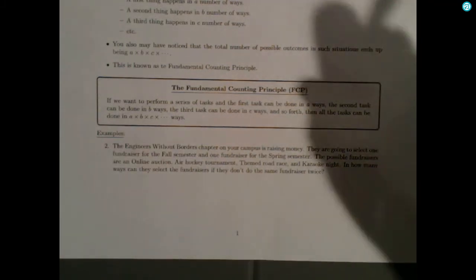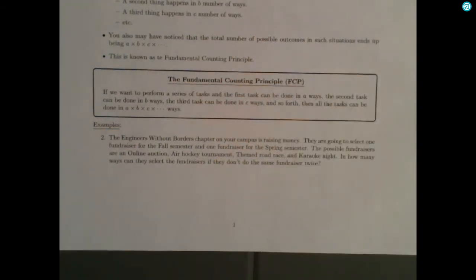Here's an example. This is similar to an example from the previous lecture. The Engineers Without Borders chapter on your campus is raising money. They're going to select 1 fundraiser for the fall semester and 1 fundraiser for the spring semester. The possible fundraisers are an online auction, air hockey tournament, themed road race, and karaoke night. In how many ways can they select the fundraisers if they don't do the same fundraiser twice?